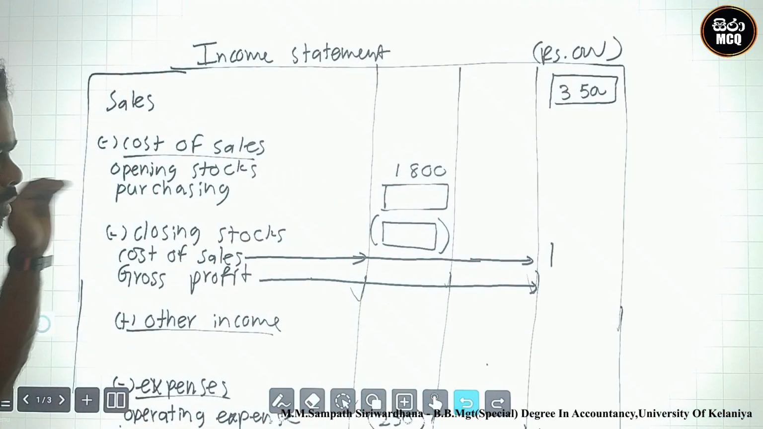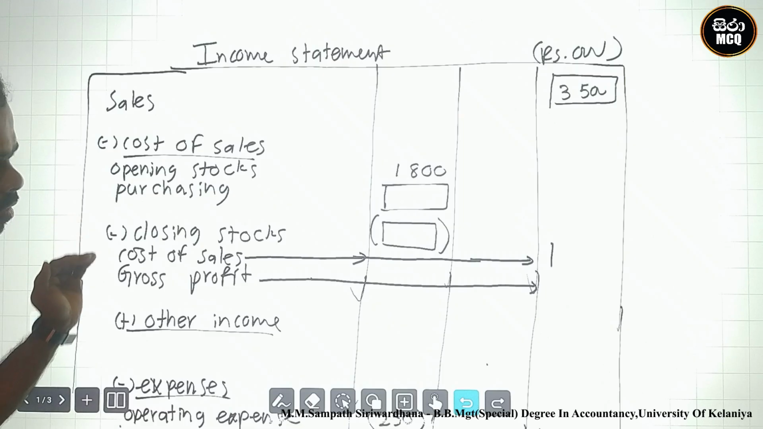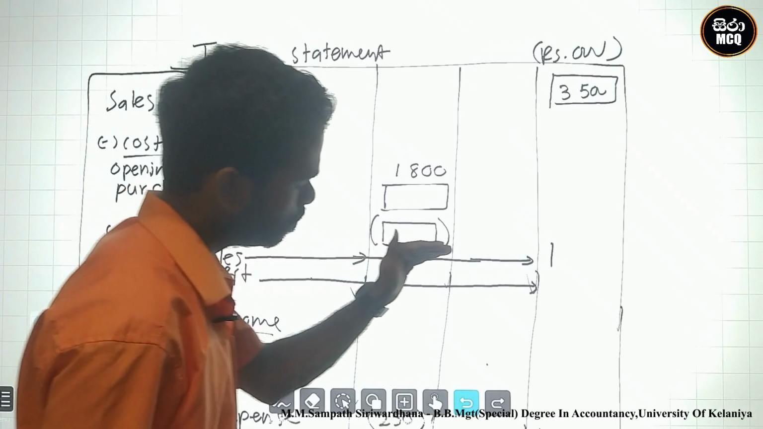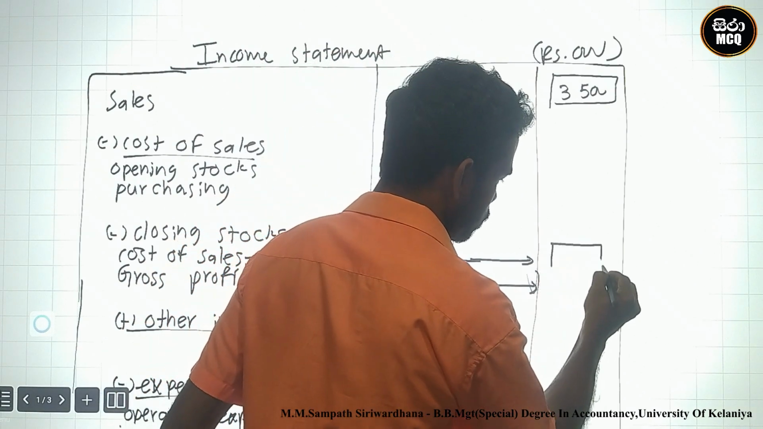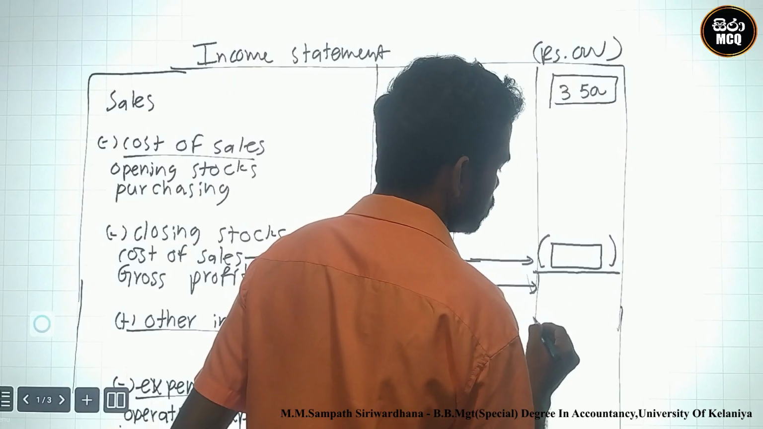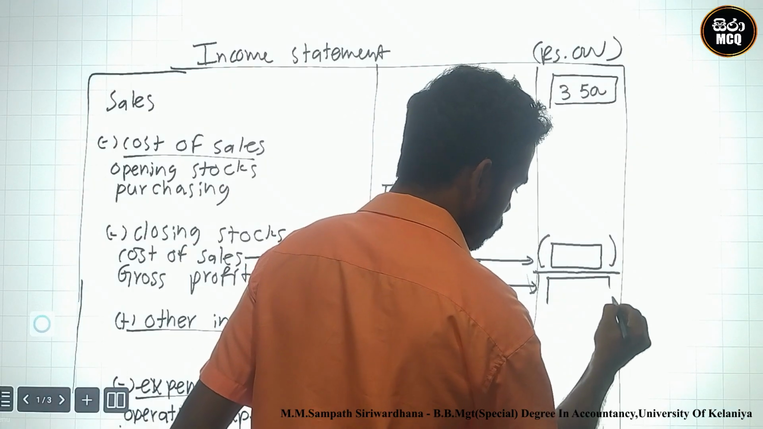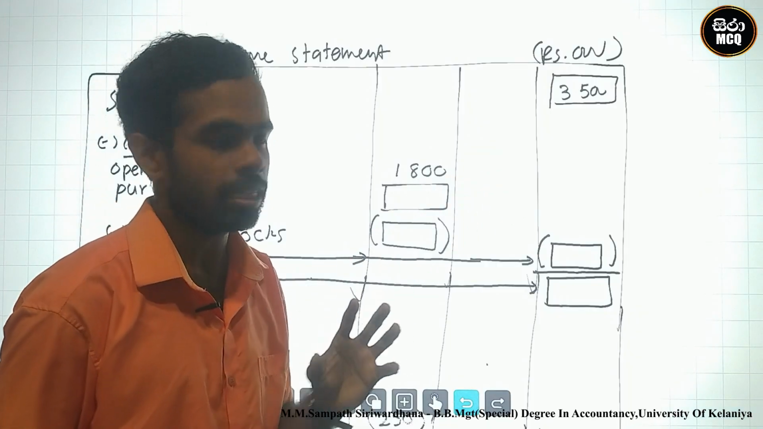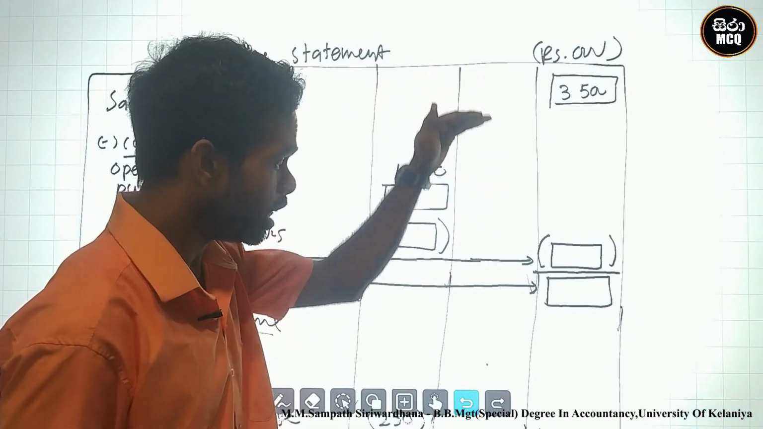This is the final result of this one: opening inventory plus purchases minus closing stock. This is the calculation method. We can find the cost of sales final answer. After deducting the cost of sales, we can find the gross profit. Okay, these are the major categories of this trading account.